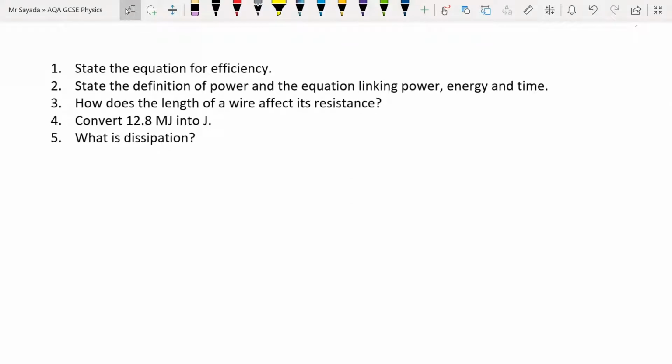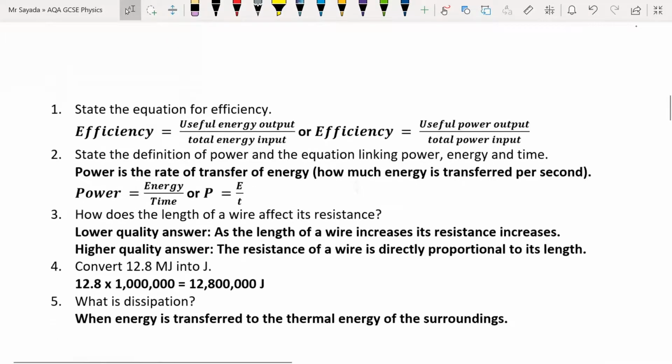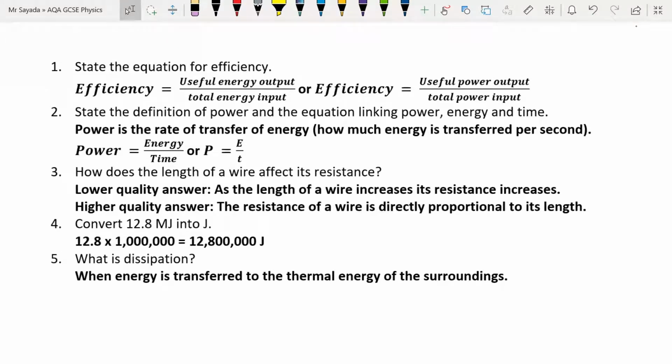Please do these questions in your exercise book, pause the video while you do that, and press play once you're ready. You should have now done these 5 questions. Here are the answers. Pause the video to mark your work and press play once you're done. You should have now marked these questions.